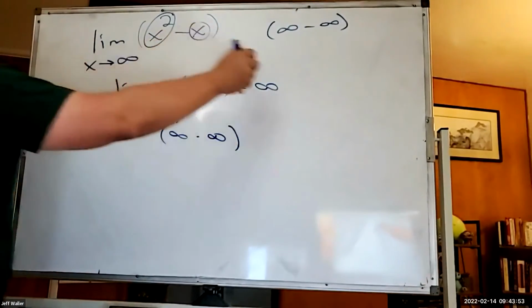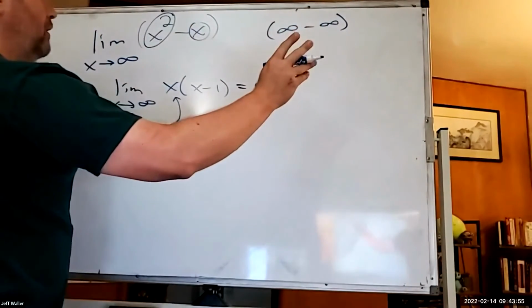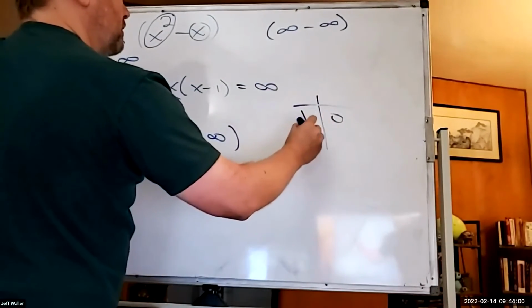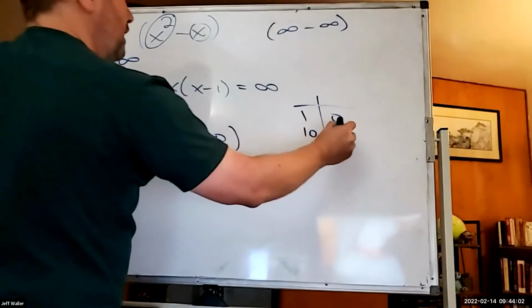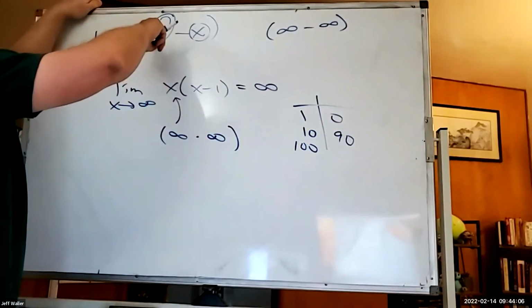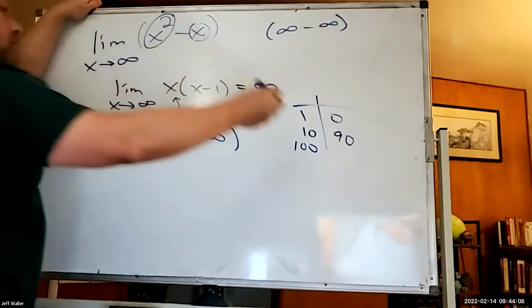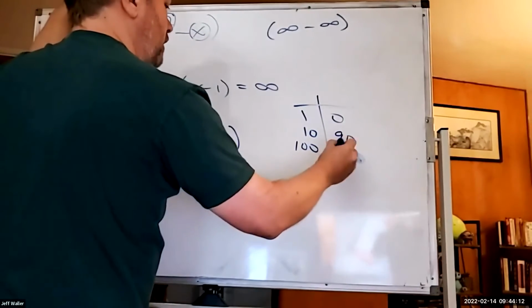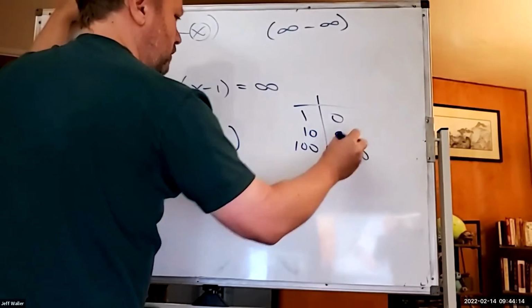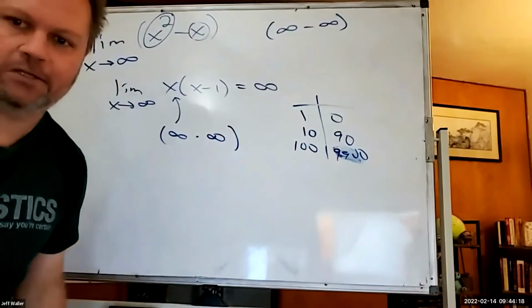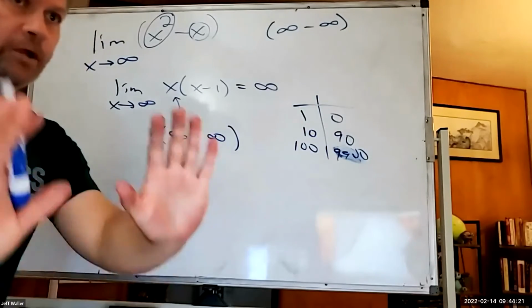So if I look at a table, 1 minus 1 is 0. 100 minus 10 is 90, right? What is this? 10,000 minus 100 is 9,900. So obviously the difference is getting larger and larger and larger. Okay, enough of that.